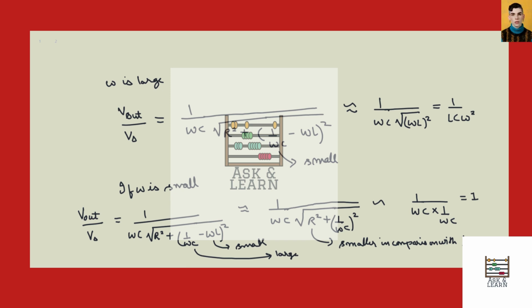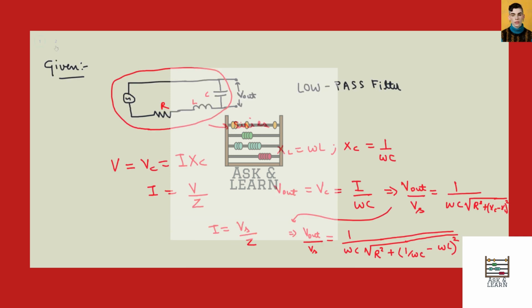When omega is large, XL is large, so Z is large and the current is small. Both factors in VC equals I XC are small. When omega is small, XC is large, and the voltage amplitude across the capacitance is much larger than the voltage amplitude across the resistor and the inductor. So that's the answer for this question. Thank you for watching the video.